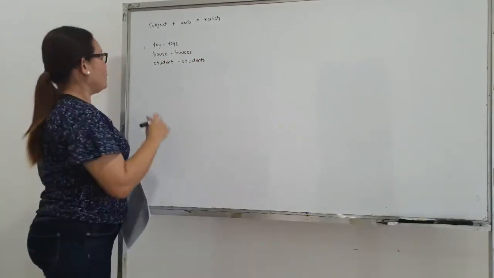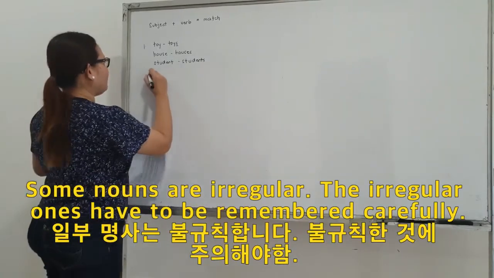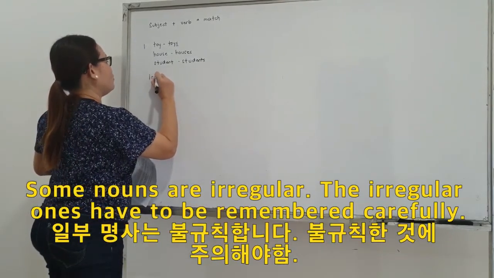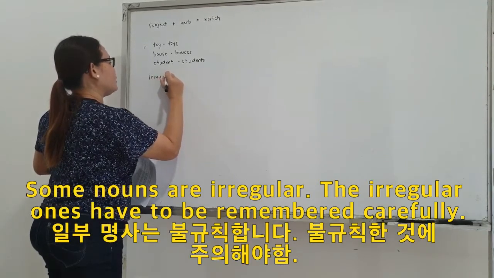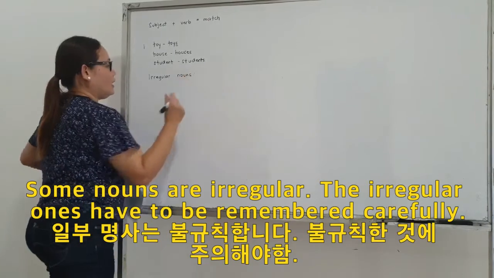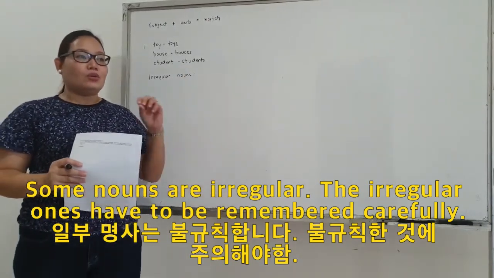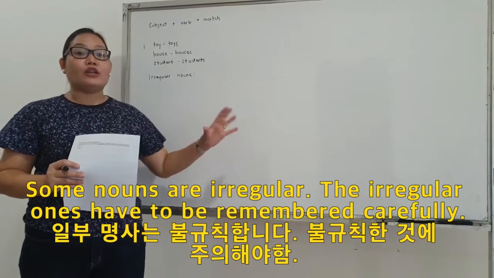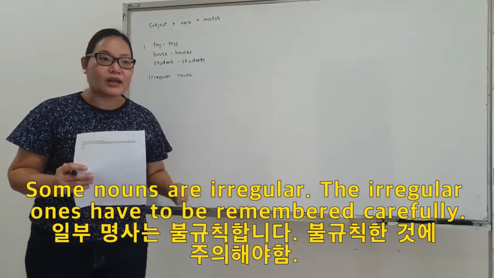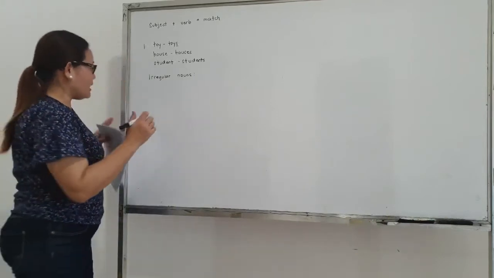But there is one more thing that you have to remember, and that is in the case of your irregular nouns. When you say irregular nouns, it has a different form. It doesn't end in s or es. So you have to carefully remember or memorize all of those irregular nouns. So I'll give you some examples.